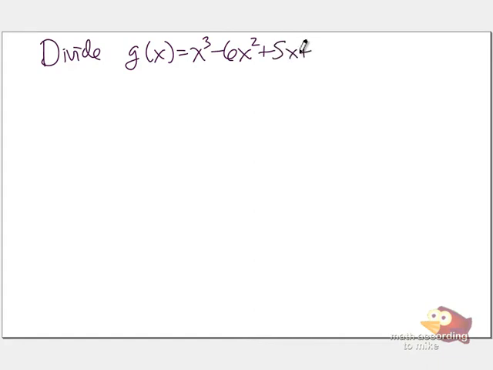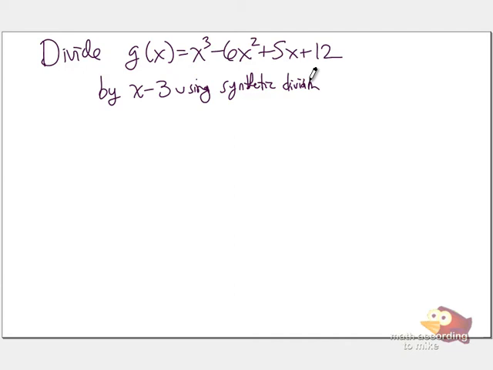Divide. g of x is x cubed minus 6x squared plus 5x plus 12 by x minus 3 using synthetic division. All right, so let's set this up.